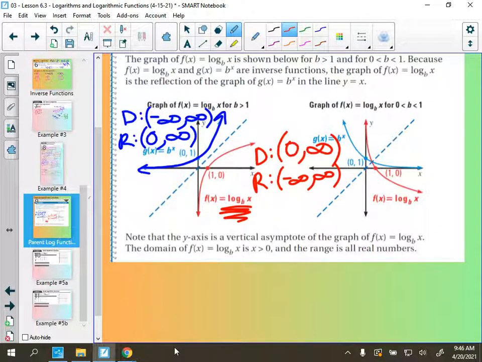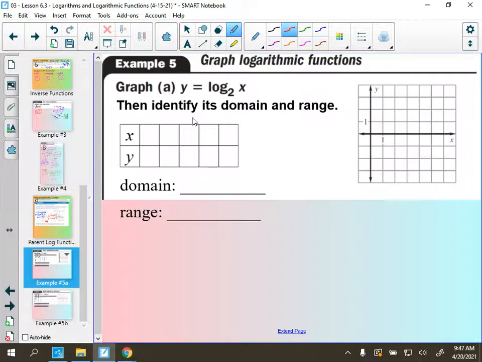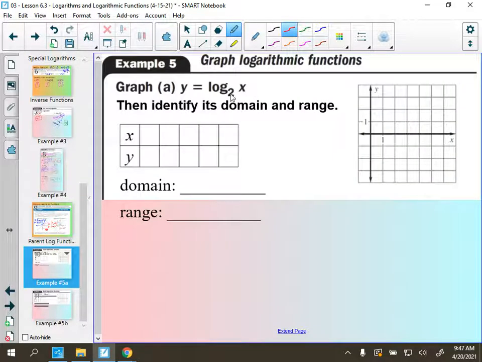All right, so how do we actually make a graph? Because we're not able to plug points in here, right? We don't know how to evaluate that on our calculator with a log base 2. If it was a common log, then we could probably use the calculator. It's actually easier than that.